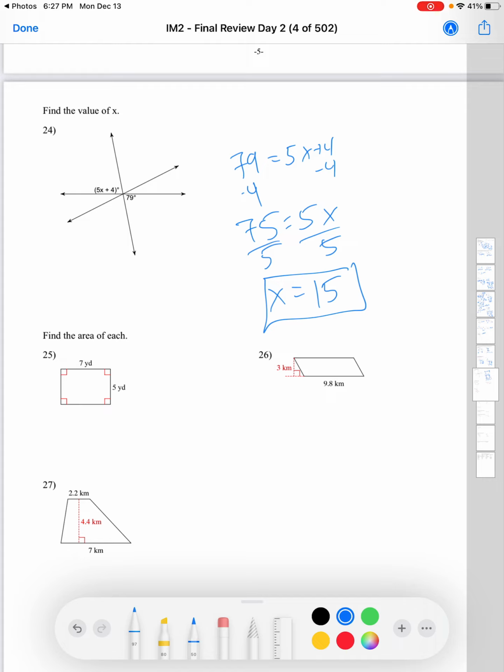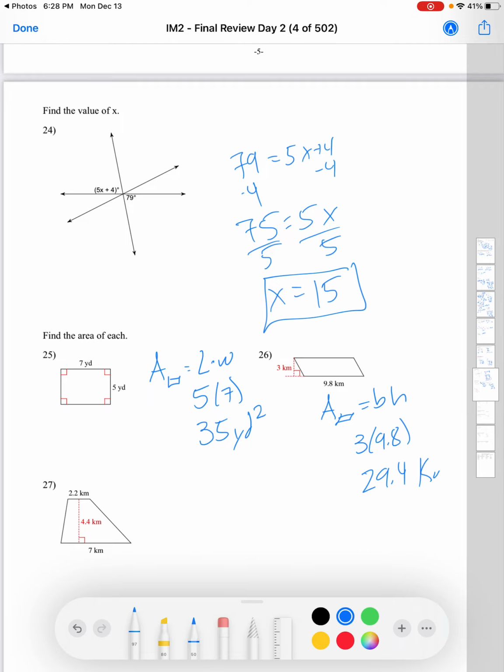Find the area for a rectangle. You go, area of a rectangle is length times width. So that's 5 times 7. 35 yards squared. Okay. For a parallelogram, the area is base times height. So it's going to be 3 times 9.8, which is going to be 29.4 kilometers squared.